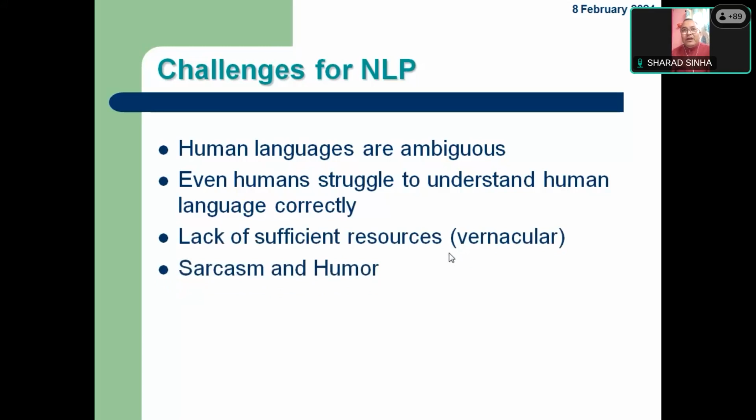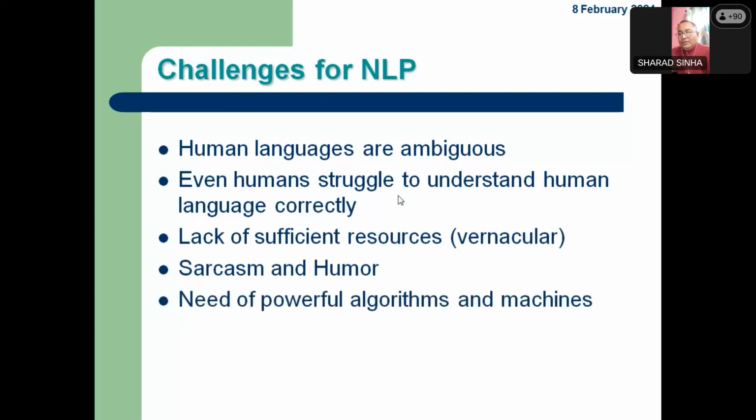I can say I'm feeling hungry in a very different way. I can use another sentence, but I mean that I am hungry. And we need powerful algorithms and machines. We need servers having GPUs, a lot of processing power. That is a great challenge.